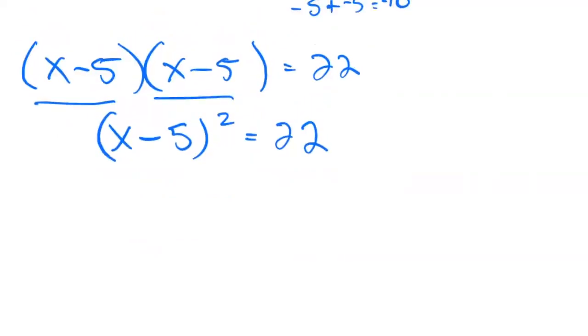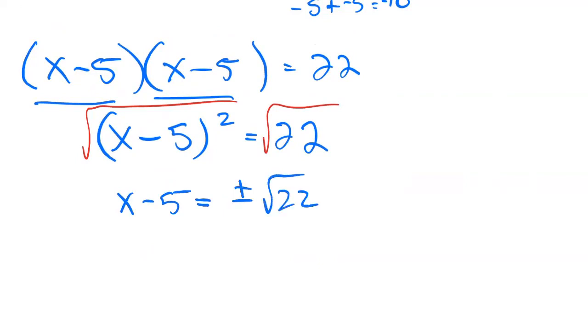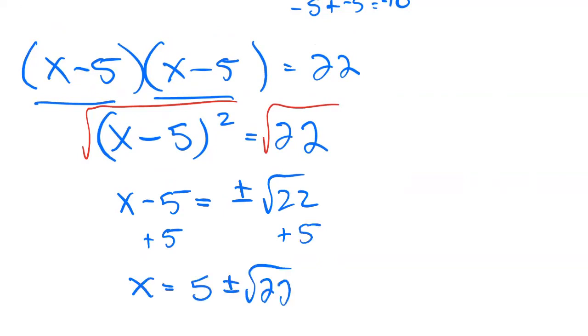So if x minus 5 squared is equal to 22, I can take the square root of both sides. That's going to leave me with x minus 5 is equal to plus or minus the square root of 22. 22 doesn't simplify. That's 2 times 11, so that doesn't simplify at all. So I'm going to add 5 to both sides. That's going to give me x is equal to 5 plus or minus the square root of 22. There's your solution.